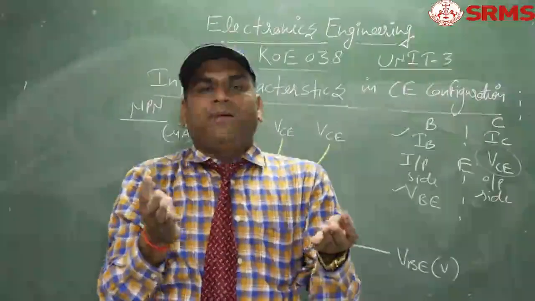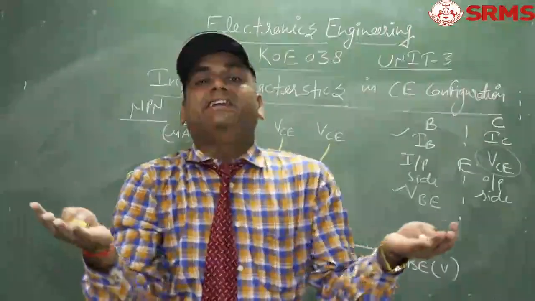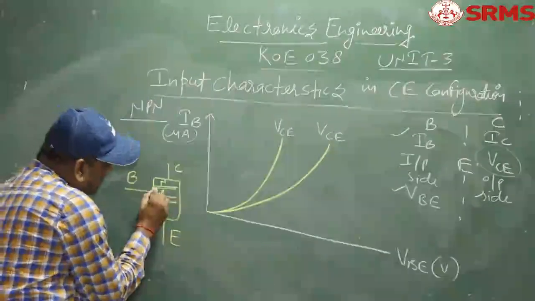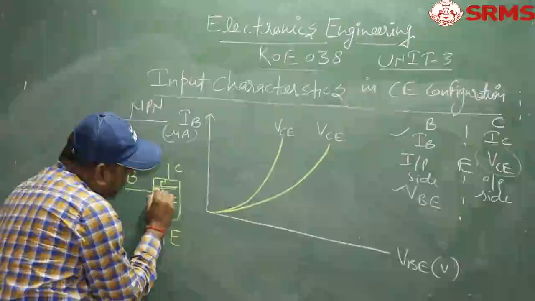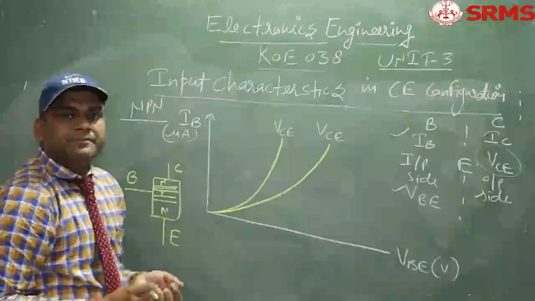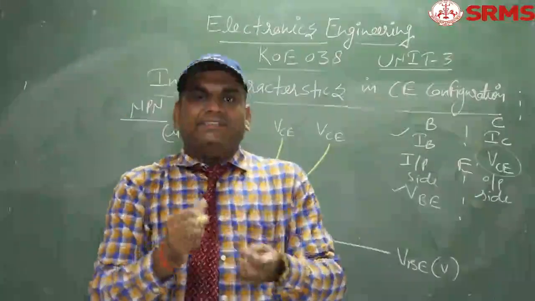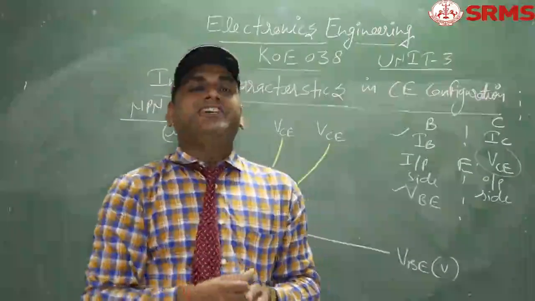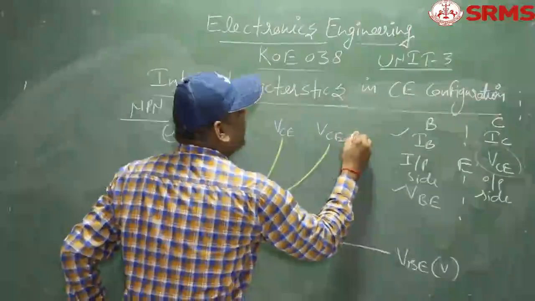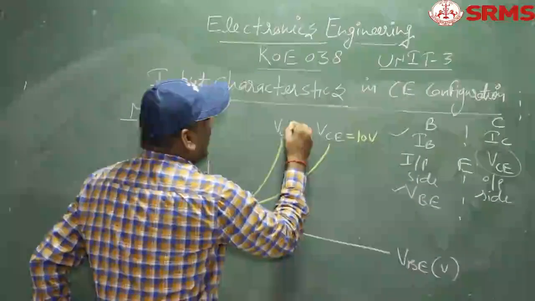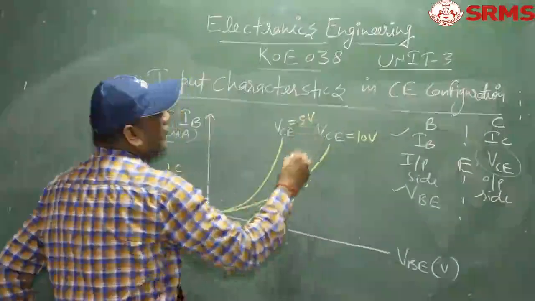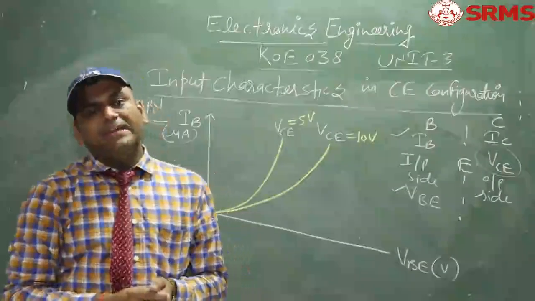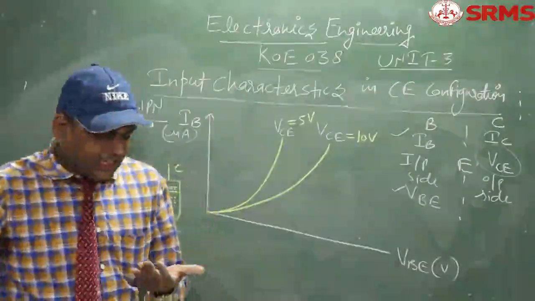So the base is thin and lightly doped. So what is going to happen? The depletion width is going to penetrate more into the base region. So the base is now thinner. So somewhere the base current is going to increase if you increase VCE. Is that clear? So here VCE is equal to 10 volt and here VCE is equal to 5 volt. So this is your input characteristic for the NPN transistor in common emitter configuration.